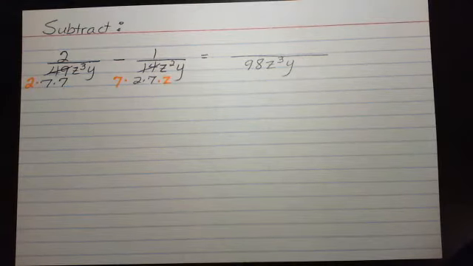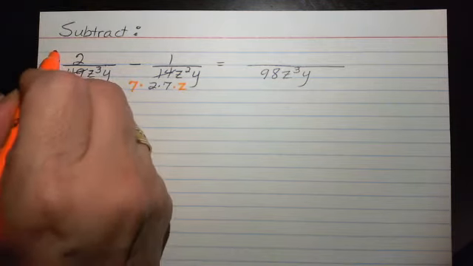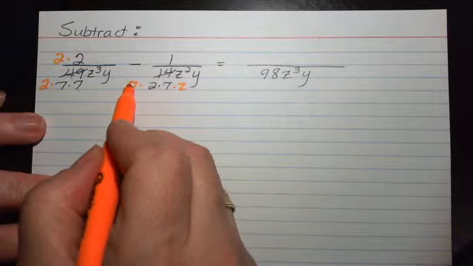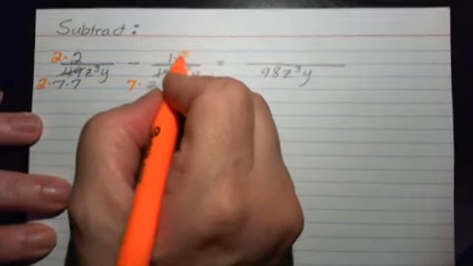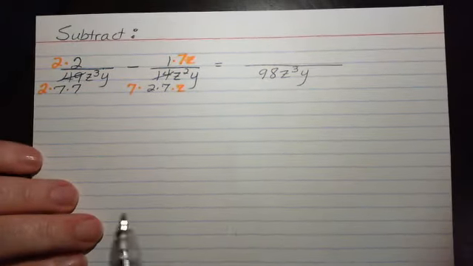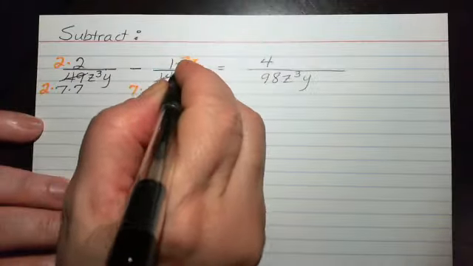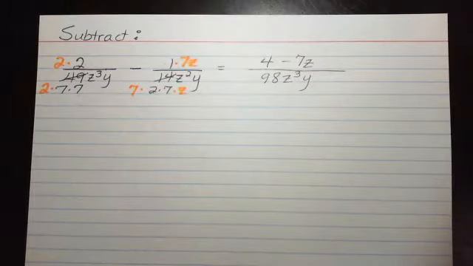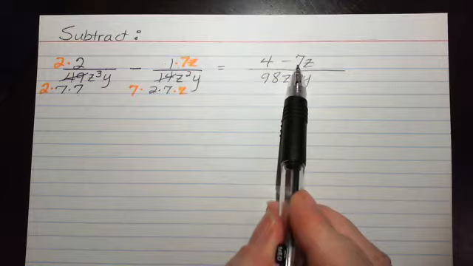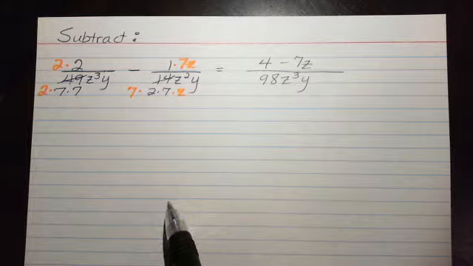Now, remember, if we multiply the denominator here by 2, then we have to multiply the numerator by 2. If we multiply the denominator by 7z, we have to multiply the numerator by 7z. Okay, so now 2 times 2 is 4. Negative 1 times 7z is negative 7z. Now, we've done the subtraction. We always need to check to see if anything can simplify. Will this factor? No, the two terms have no common factors, so we know that that is a simplified result.